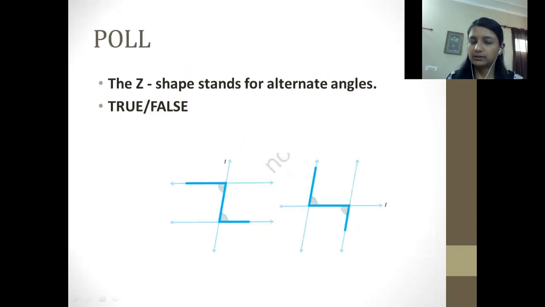Now here's a poll in front of you. You have to answer between true and false. This Z shape stands for alternate angles. What do you think, are these alternate angles or not? You are not very aware of the corresponding and alternate angles. Now what do you think, are these making alternate angles or not? I'm giving you a few seconds to think about it.